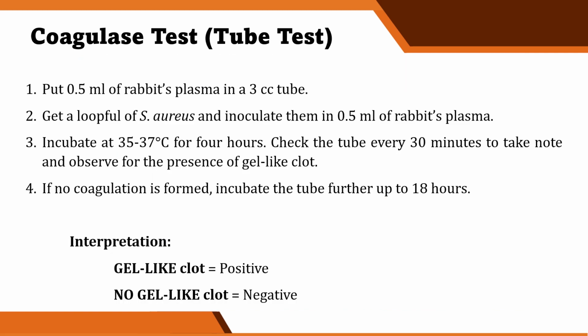So for the tube coagulase test naman, put 0.5 ml of rabbit's plasma in a 3 ml tube, and then get a loopful of your bacteria and inoculate them in the 0.5 ml of rabbit's plasma. Incubate at 35 to 37 degrees Celsius for 4 hours, and then check the tube every 30 minutes to observe for the presence of a gel-like clot. If no clot is formed, incubate the tube further up to 18 hours.